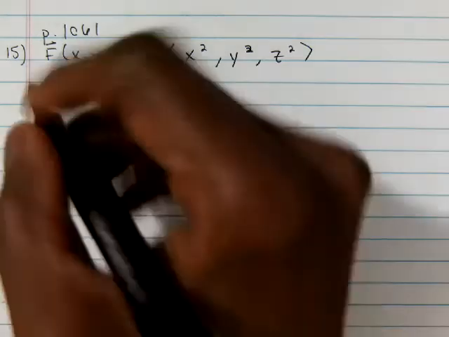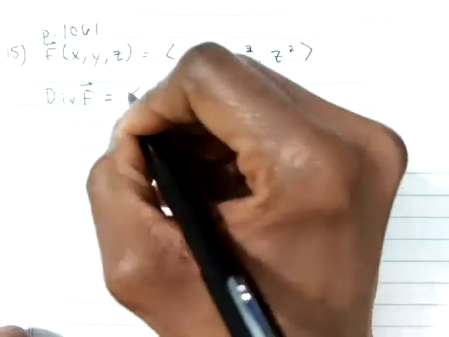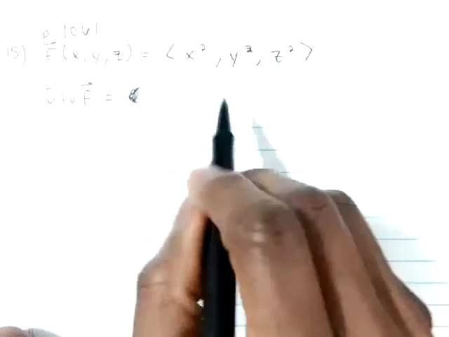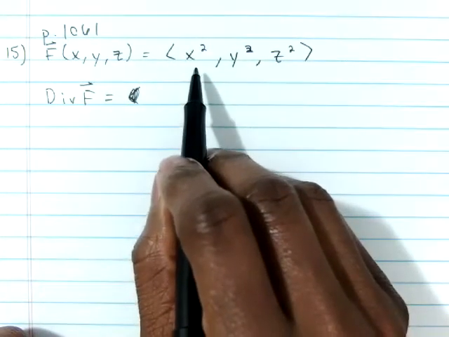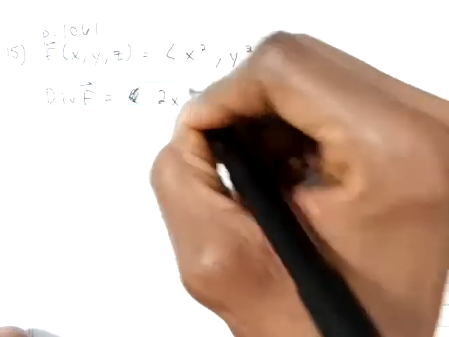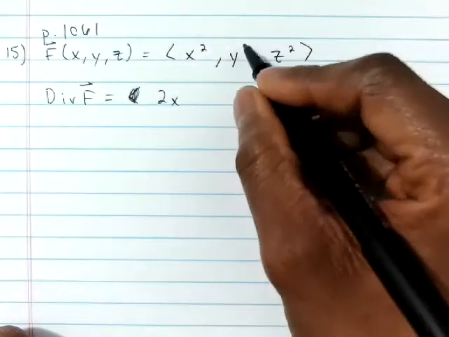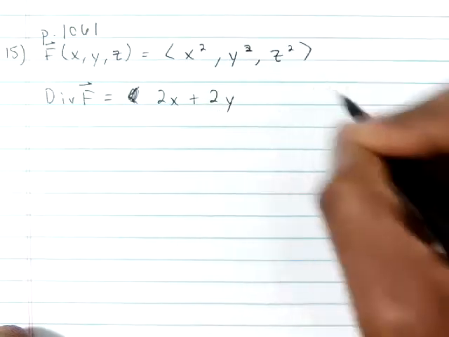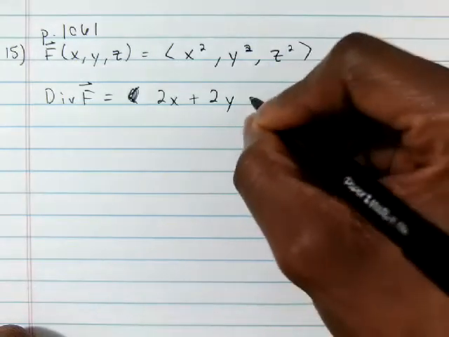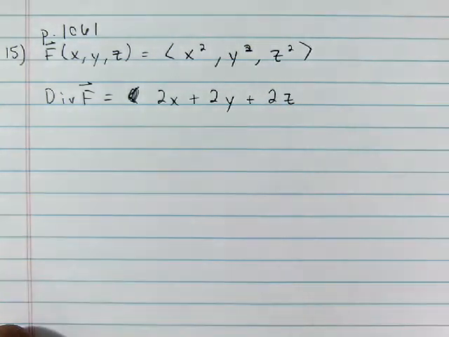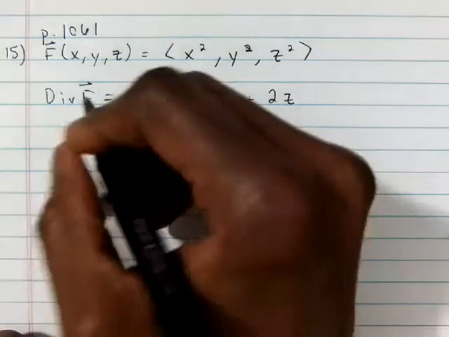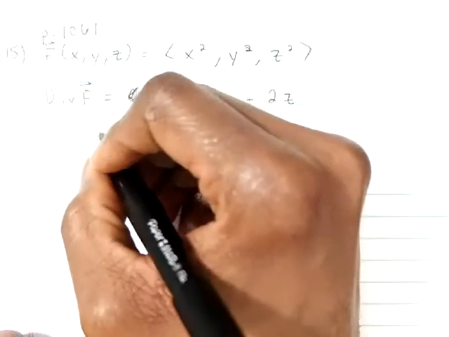So first, let's find the divergence of F. Remember, the divergence, we take the partial of M with respect to x, we get 2x, plus the partial of N with respect to y, so plus 2y, plus the partial of P with respect to z, so plus 2z, and that's going to be our integrand. And then we need to look at our region D over which we're integrating.